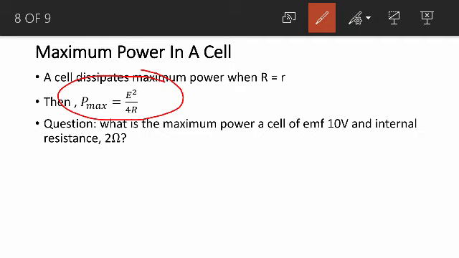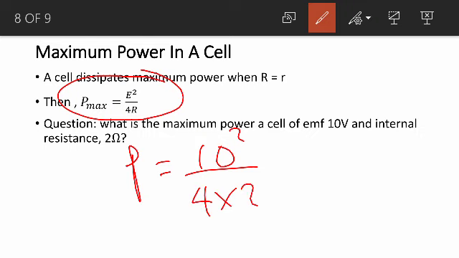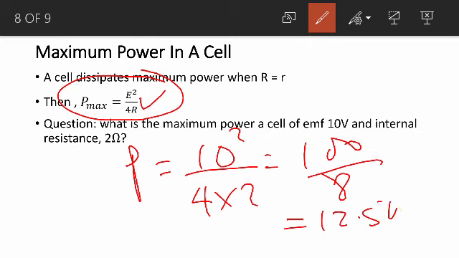Now just like a question we have here, what is the maximum power of a cell of EMF 10 volts and internal resistance 2 ohms? Remember, at maximum power, the internal resistance is equal to the load resistance. So we can simply say that our P is equal to 10 squared all over 4 times 2, according to this formula here. And that is going to give us 100 divided by 8, which gives us 12.5 watts. So that is it for the maximum power in a cell.